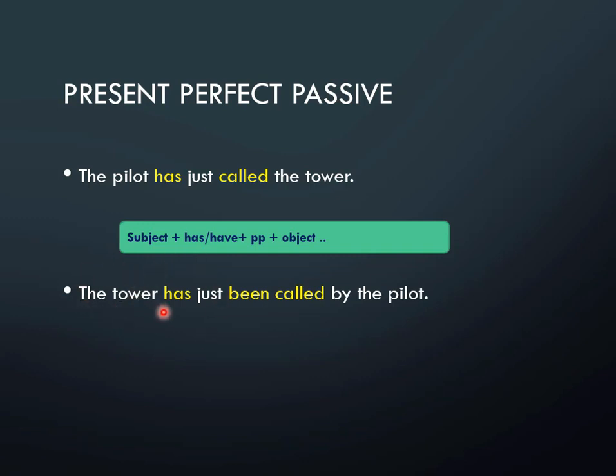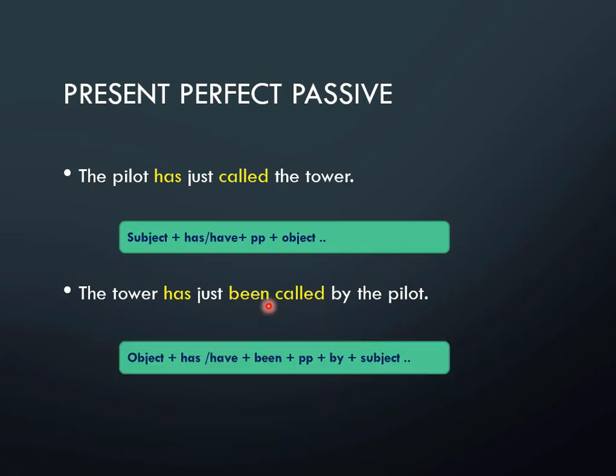After that, we write the helping verb has or have. Then the word been, and after that, we should follow been with the past participle of the verb, the PP. If you would like to mention the subject, you should write it at the end of the sentence after the preposition by. What's the structure we followed here to make this sentence?